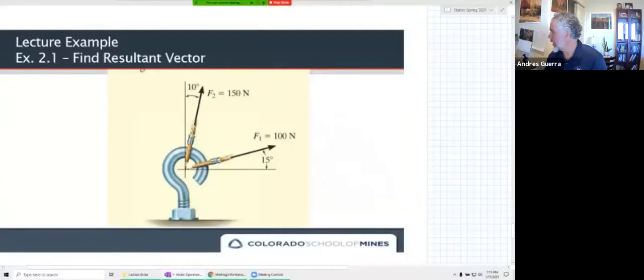When I first start talking, I want to talk about what it means to have a resultant vector here. If I have these two forces, I have one force that's going up like this, and I have another force that's here.